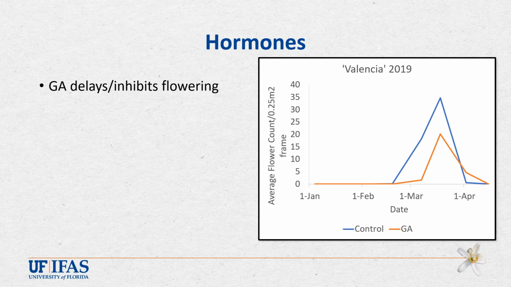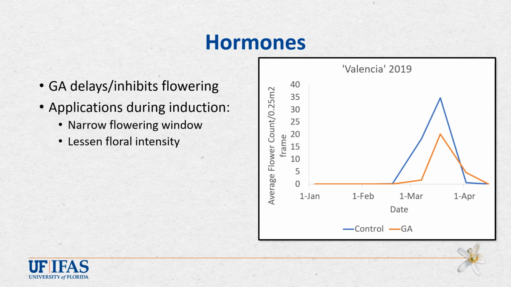Let's take a look at GA applications in practice. In a simple study comparing flowering in trees treated with GA to an untreated control, we can see that the GA-treated trees have lower flower numbers and have a slightly narrower flowering peak. GA applications must occur during the induction period to influence flowering. The timing and number of applications will also affect if the flowering window is narrowed, the intensity lessened, or some combination of both.